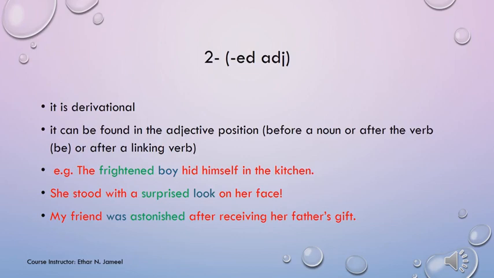To make sure that astonished is an adjective, put very. My friend was very astonished after receiving her father's gift. So, it accepted very as a modifier. That is why astonished is an adjective and the ed in astonished is ed adjectival, not ed past participle.